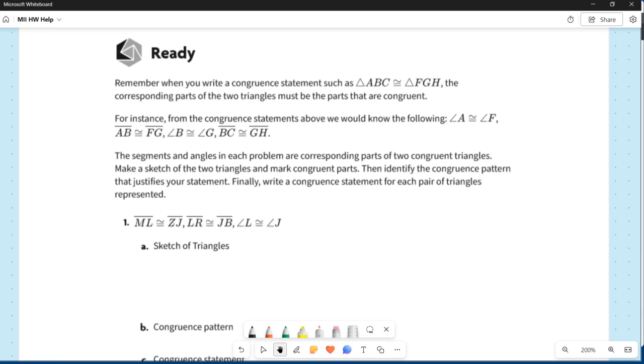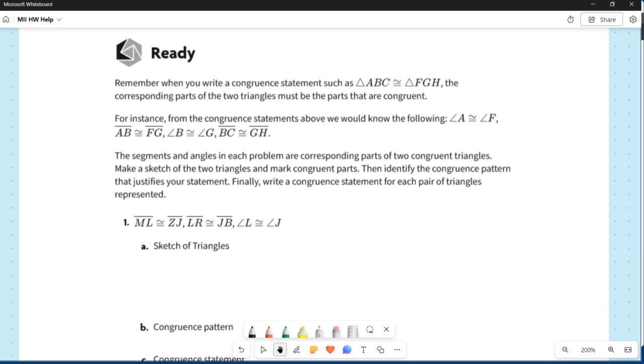Remember when you write a congruent statement, such as triangle ABC is congruent to triangle FGH, the corresponding parts of the two triangles must be the parts that are congruent. For instance, from the congruent statements above, we would know the following. Angle A is congruent to angle F. Side AB is congruent to side FG. Angle B is congruent to angle G. Side BC is congruent to GH.